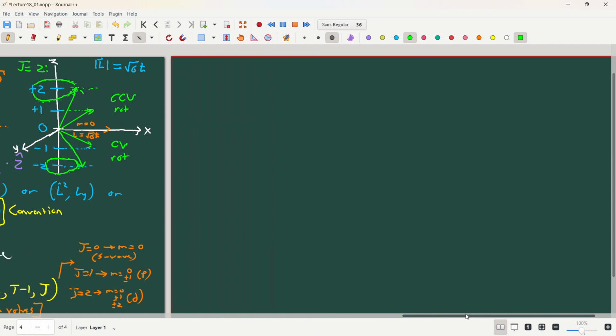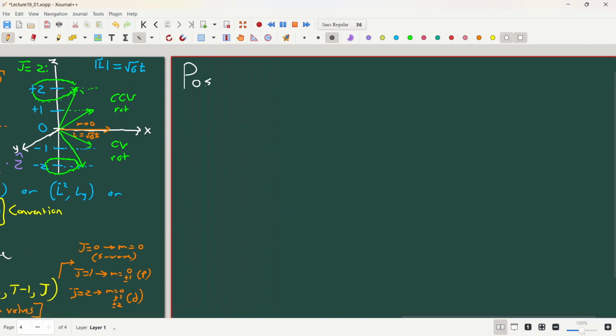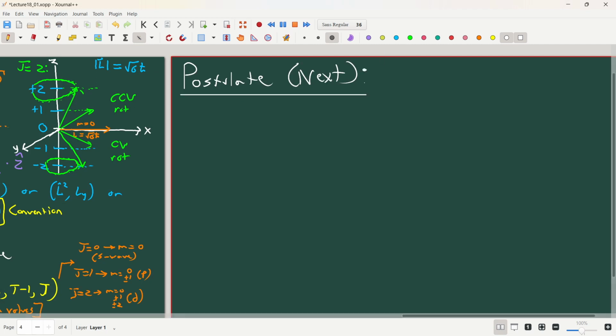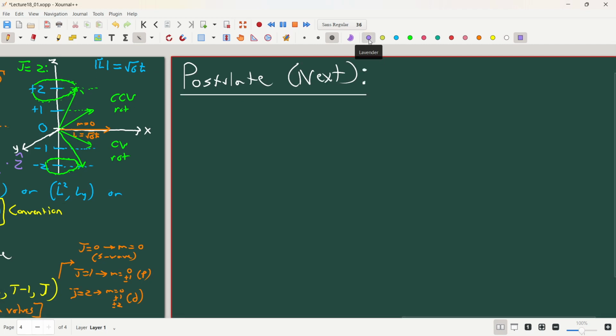Okay, so let me introduce this new postulate to you. I don't know what number we're on, so I'm just going to call it the next one. And I'm going to introduce a new tool to you that's very important in quantum mechanics. It's called the commutator.